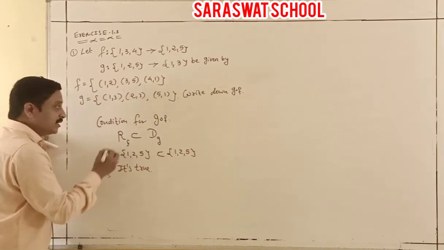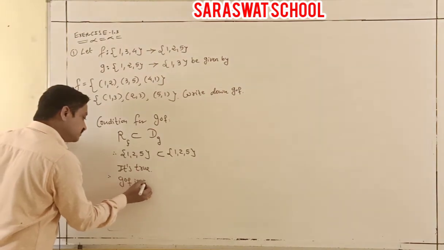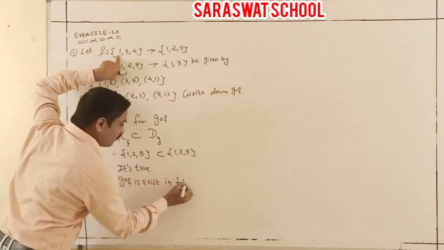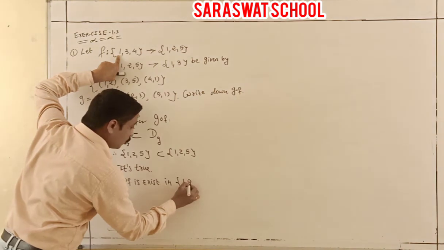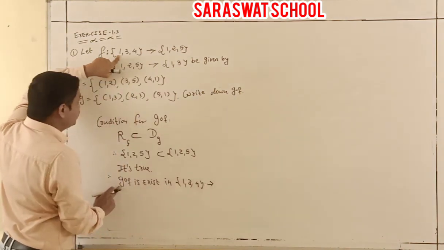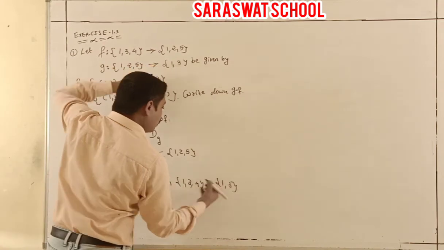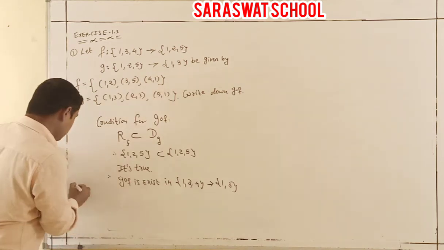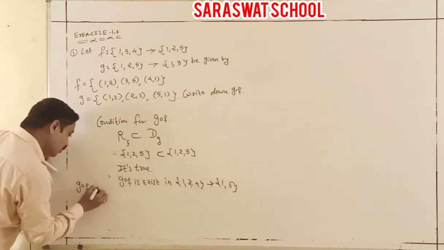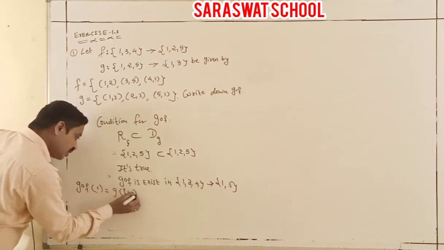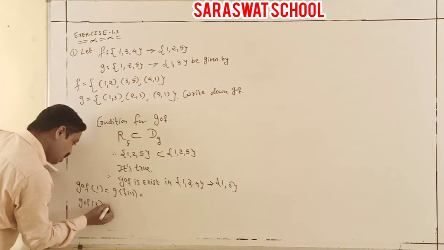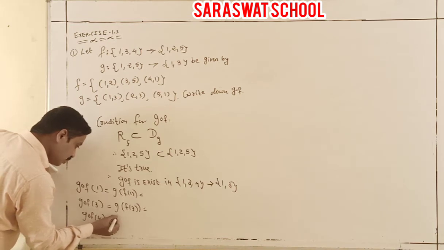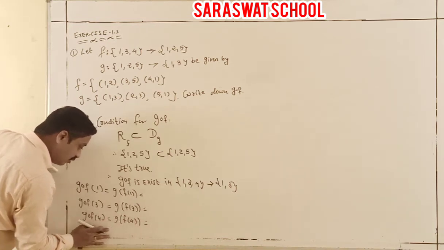It means g of f exists. Where does it exist? f running in 1, 3, 4, sorry, in 1, 3, 4 tends to g ending in 1, 3. Here is your condition, 1, 3, 4 to 1, 3. Now I start the solution. So first of all, g of f, what is the first value? g of f of 1, same g of f of 3, same g of f of 4, and their values.